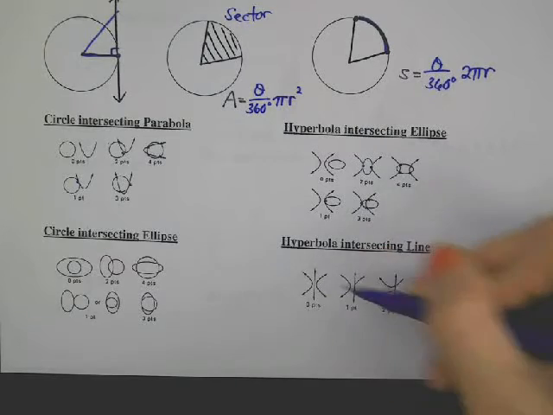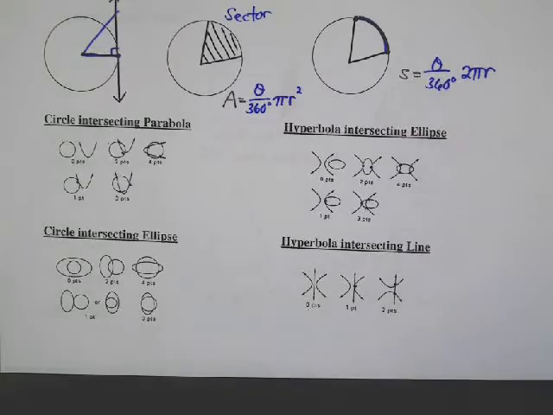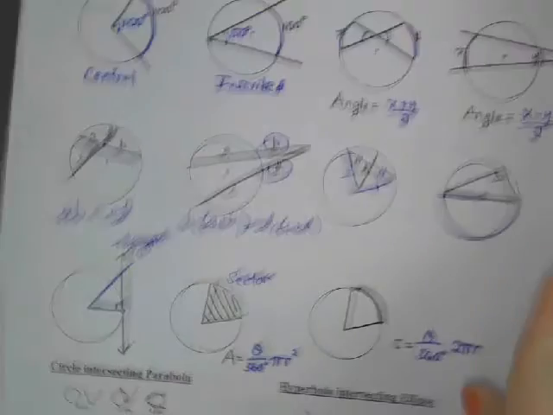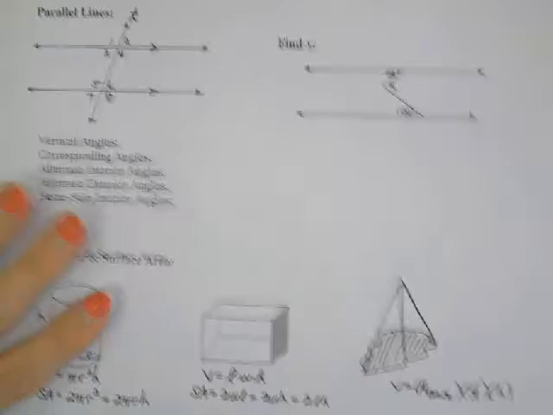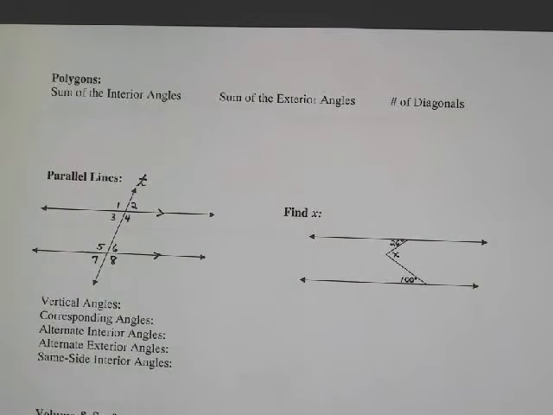Or a line with the hyperbola, not touching at all, maybe touching once, or maybe touching twice. Okay, just kind of look at that a little bit. The next thing that we're going to study here are all the polygon rules. Okay, just refreshing your memory so you have those rules.